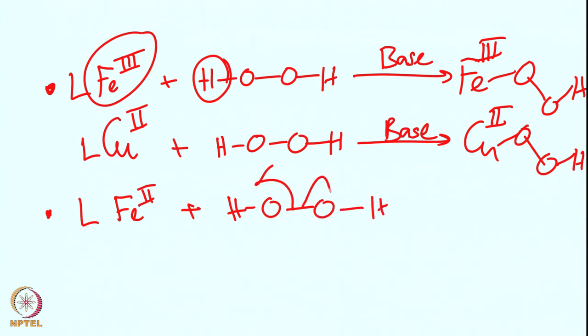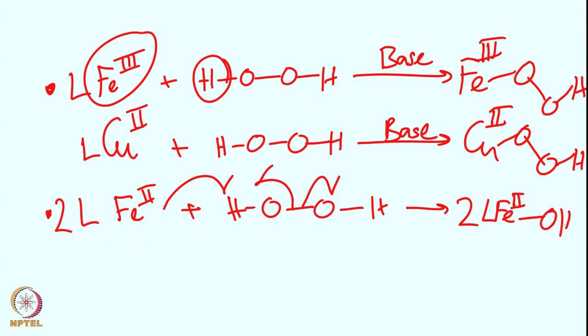So, you can have a homolytic cleavage over there. Two equivalents of this compound can give rise to two equivalents of ligand iron 2 and the hydroxy moiety, right. So, OH radical here, OH radical there, and iron 2 gives up another electron to form the iron 2 hydroxo bond. Now, once this iron 2 hydroxo species is formed, they can act as a base.